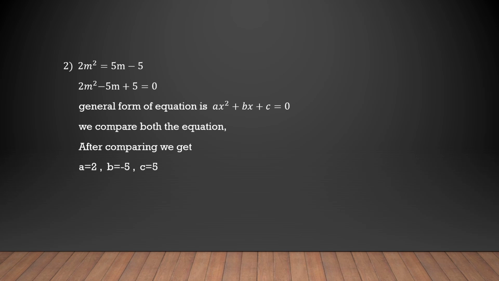Second equation, 2m square is equal to 5m minus 5. Here we write the equation in the form of ax square plus bx plus c is equal to 0. So we write the equation 2m square minus 5m plus 5 is equal to 0. Then we compare this equation with general form of equation, that is ax square plus bx plus c is equal to 0. After comparing, we get a is equal to 2, b is equal to minus 5 and c is equal to 5.